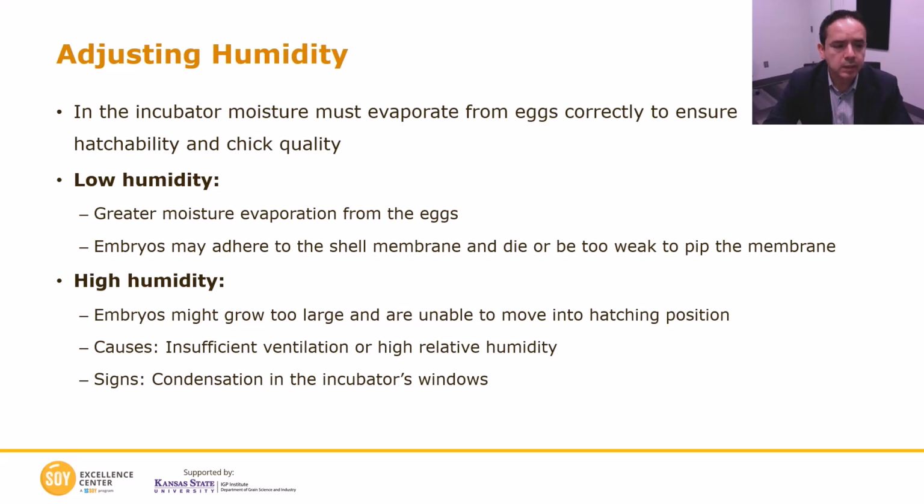If this happens, embryos may adhere to the shell membrane and die, or they might be too weak to peep through the membrane. On the other hand, if we have high humidity, embryos might grow too large and be unable to move into the hatching position. Some causes of high humidity will be insufficient ventilation or high relative humidity. Some of the signs that you are going to see if there is an issue with high humidity is condensation on the incubator's windows.